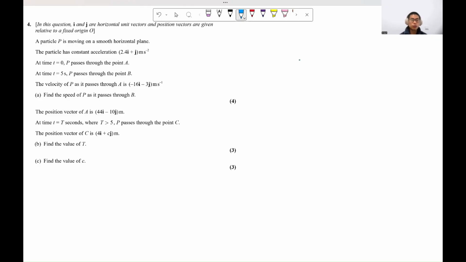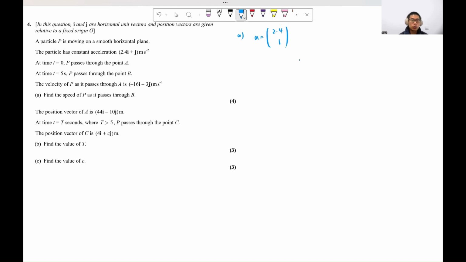Let's have a look at question 4. So this is another vector question. A particle P is moving on a smooth horizontal plane, and the particle has a constant acceleration. So this is something to do with SUVAT. We know a is equal to 2.4i + 1j.